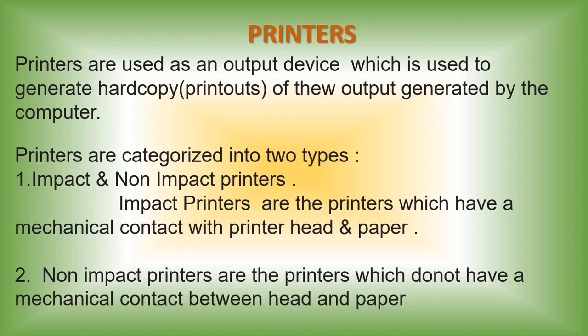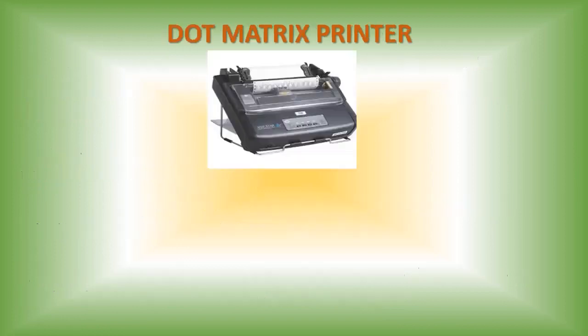Example for impact printer is dot matrix printer. Nowadays, we are not using dot matrix printers. There are a lot of other printers available. So, dot matrix printer is an impact printer. See the picture. This is a dot matrix printer. I told you in dot matrix printer, the print head has a mechanical contact with the paper.